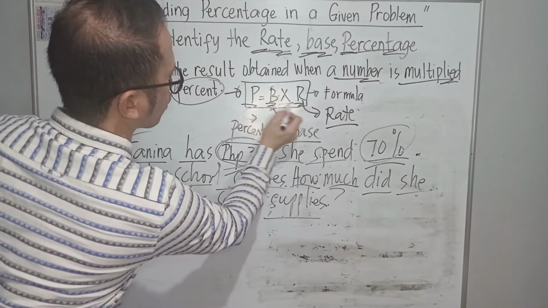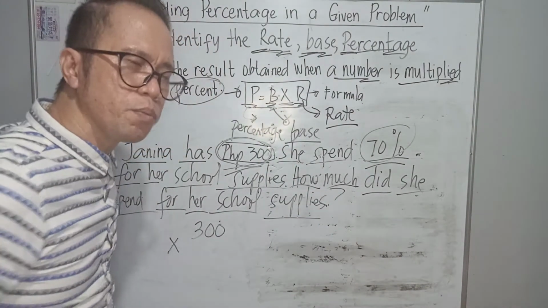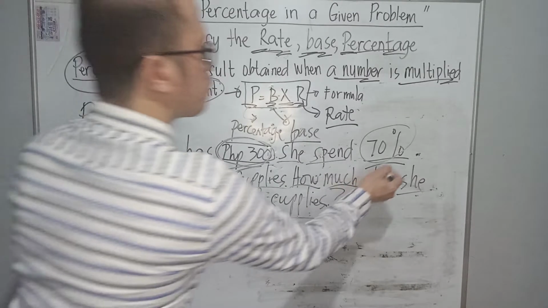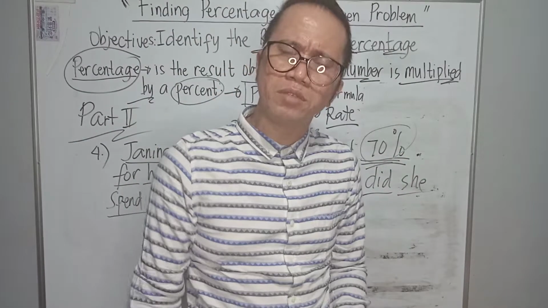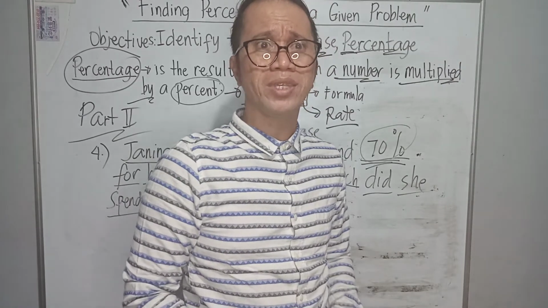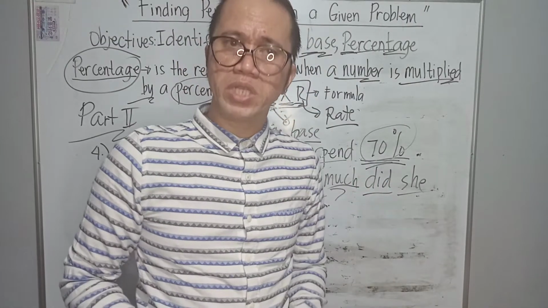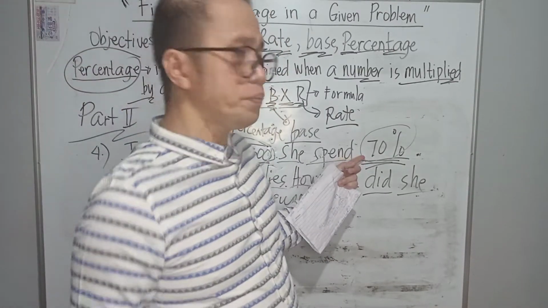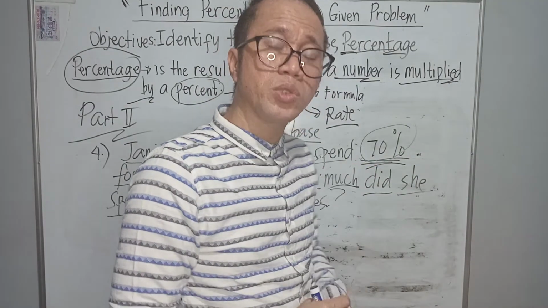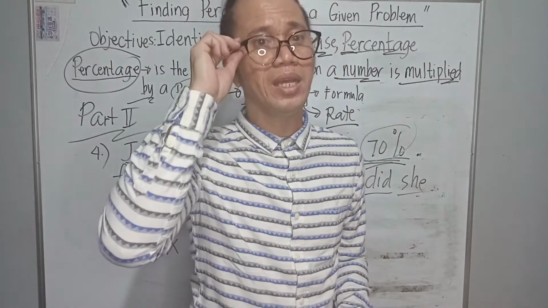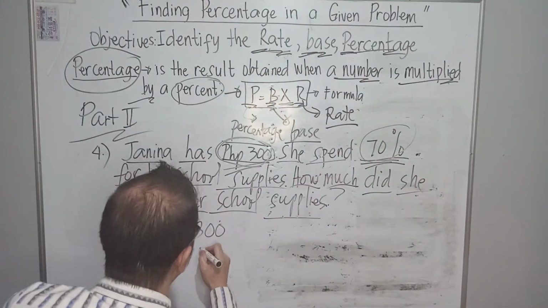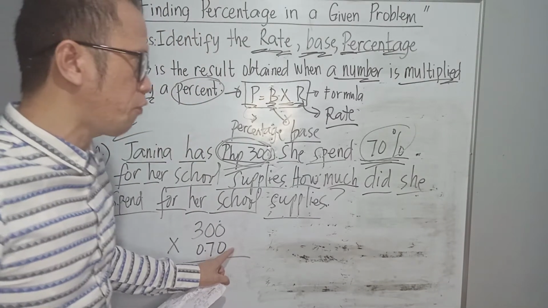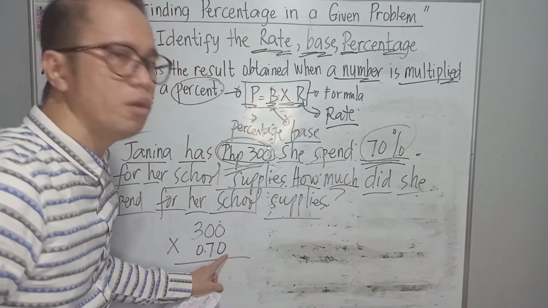Remember, use the formula. You are going to multiply using the multiplication method, times 70%. To multiply 70% to our base, we are going to transform 70% to decimal form. So 70% becomes 0.70. This is the conversion from percent form to decimal form.